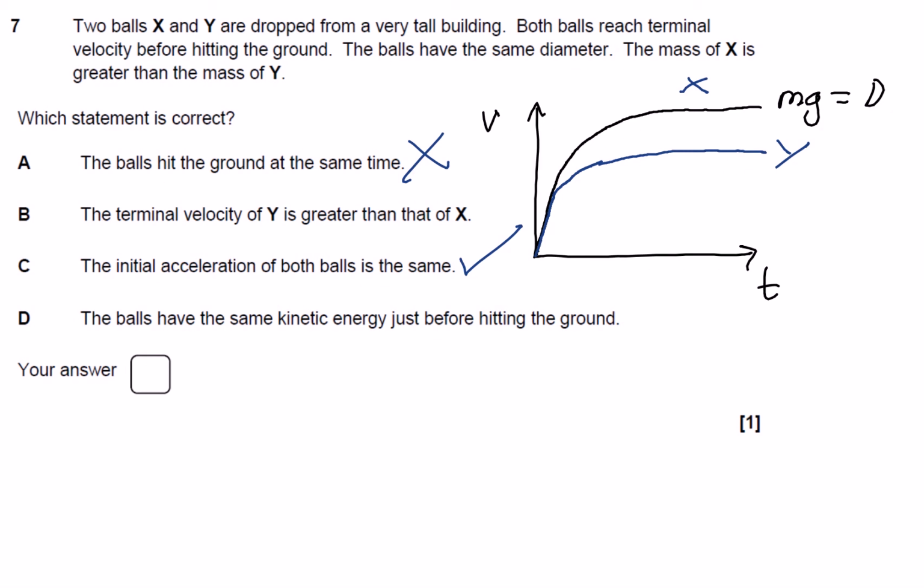If we just make sure, just to reiterate why C is true, the initial acceleration of both balls is the same. That's because initially, right at the very beginning, the drag force is 0, so both balls will have an acceleration of g, which would be 9.81 meters per second squared. So my answer is C.